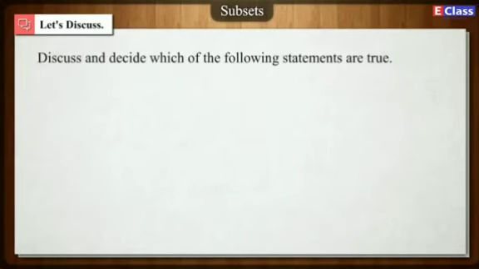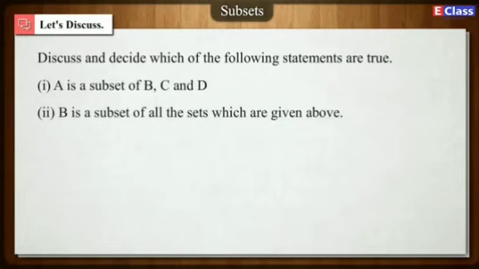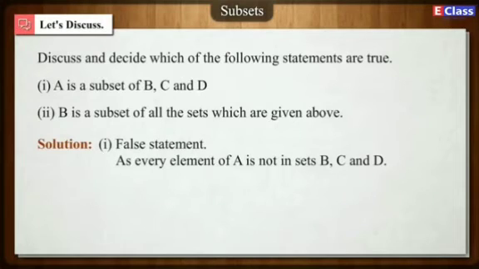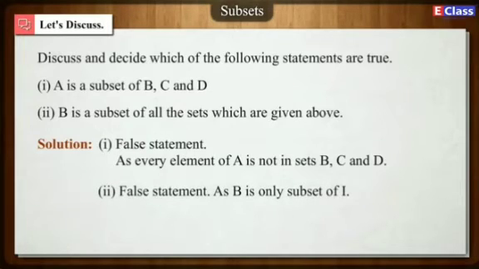Discuss and decide which of the following statements are true. 1. A is a subset of B, C, and D. 2. B is a subset of all the sets which are given above. Solution. 1. False statement, as every element of A is not in sets B, C, and D. 2. False statement, as B is only a subset of I.